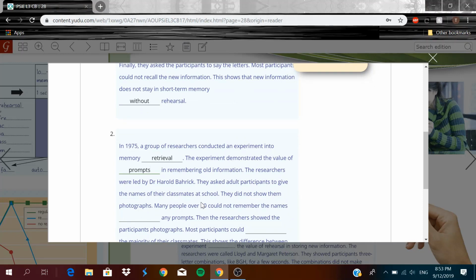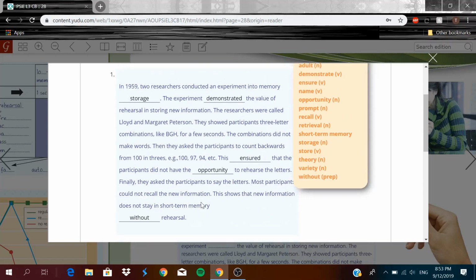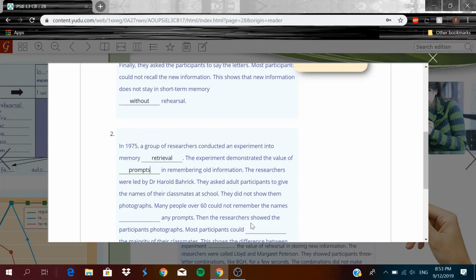The researchers were led by Dr. Harold Barrick. They asked adult participants to give the names of their classmates at school. They did not show them photographs. Many people over 60 could not remember the names. What do you guys think? We'll say without. Where is it? I think it's right here. Yeah, without. So, could not remember the names without any prompts.